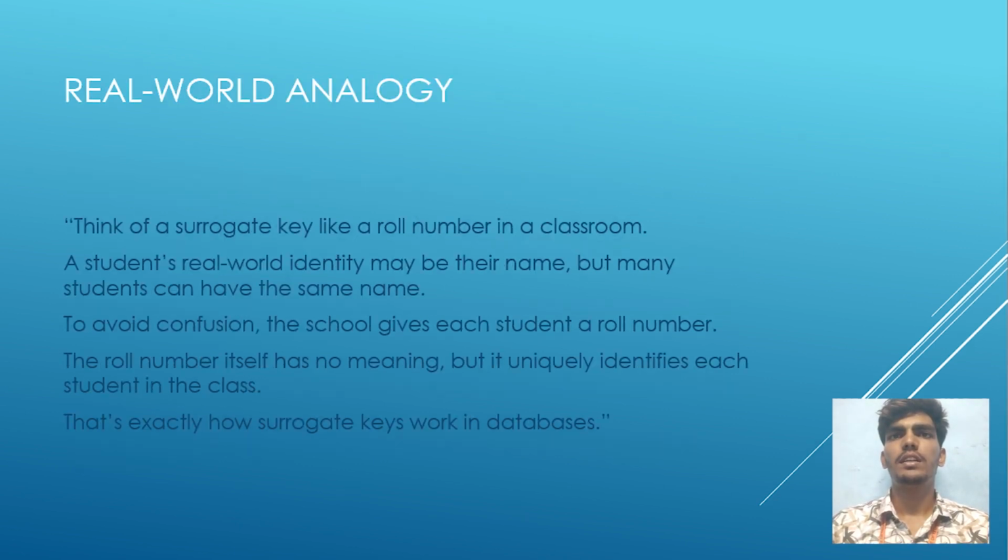A real life analogy: surrogate keys are like roll numbers in a classroom. A student's real world identity may be their name, but many students can have the same name. To avoid the confusion, the school gives each student a roll number. The roll number itself has no meaning, but it uniquely identifies each student in the class. That is exactly how surrogate keys work in the database.